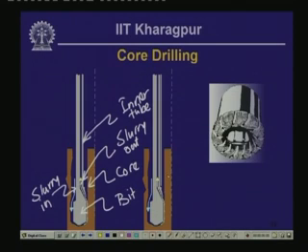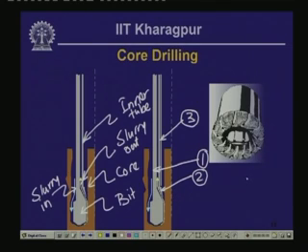Then you could also have a triple tube sampling, and that is shown on the sketch to the right. Here you can see this one is the first tube, then you have got the second tube, and finally you have got an inner tube which is also called the liner. So here you have got a double protection between the core that is getting into the tube and the slurry that is being circulated.